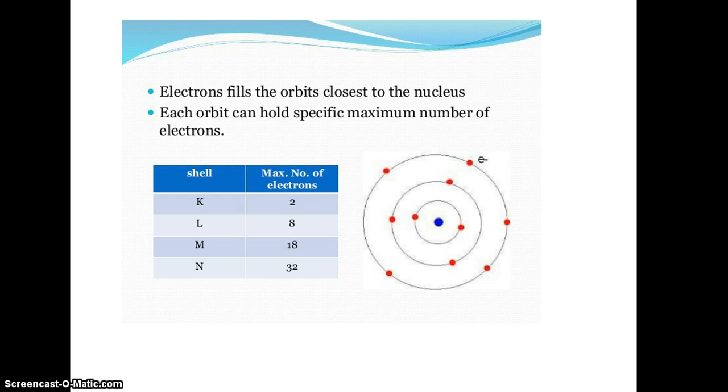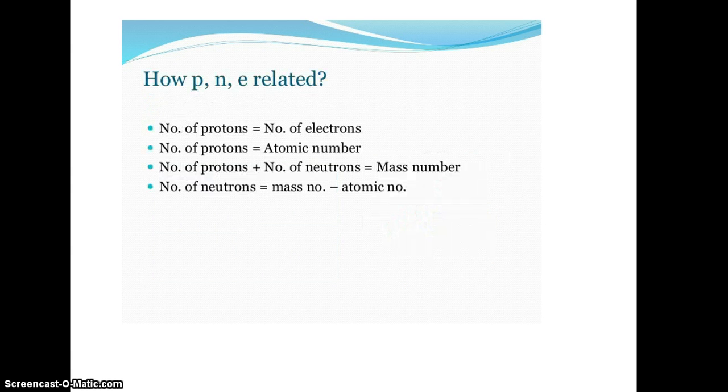In L shell, the value of n is 2, so 2 into 2 square, that is 8. In M shell, the n value is 3, so 2 into 3 square, 18. And in N shell, the n value is 4, so 2 into 4 square, 32. So this many electrons can be accommodated in each kind of shell.